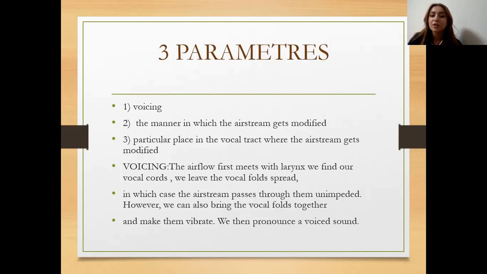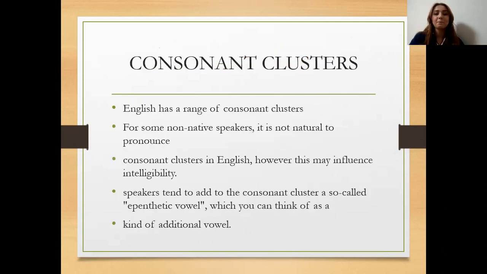The airflow first meets the larynx. We find our vocal cords. We can leave the vocal folds spread, in which case the airstream passes through unimpeded. However, we can also bring the vocal folds together and make them vibrate. We then pronounce a voiced sound. So that's how a voiced sound is produced.